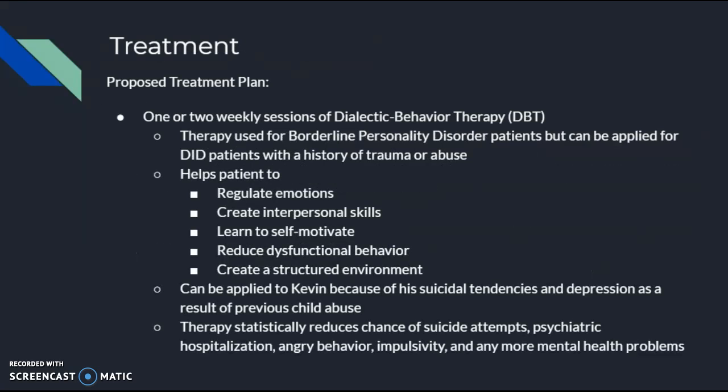There are 2 parts to Kevin's treatment plan. The first part is dialectic behavior therapy, or DBT for short. DBT is a therapy usually recommended for borderline personality disorder patients, and it's applied to DID patients with a history of severe trauma or abuse. DBT patients learn how to regulate their emotions, create interpersonal skills, self-motivate, reduce dysfunctional behavior, and create a structured environment for themselves. Kevin's suicidal feelings, thoughts, and history of child abuse make him a good candidate for this therapy.